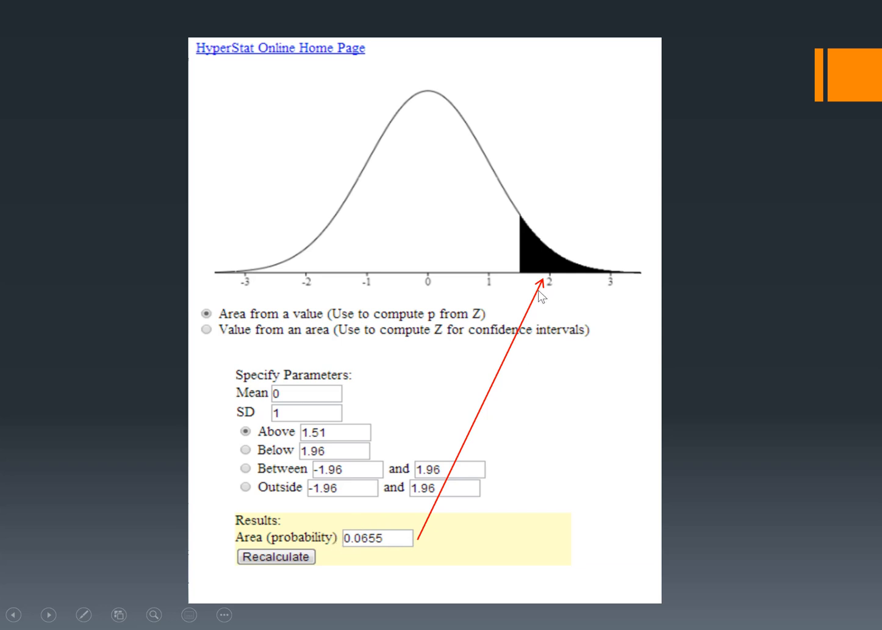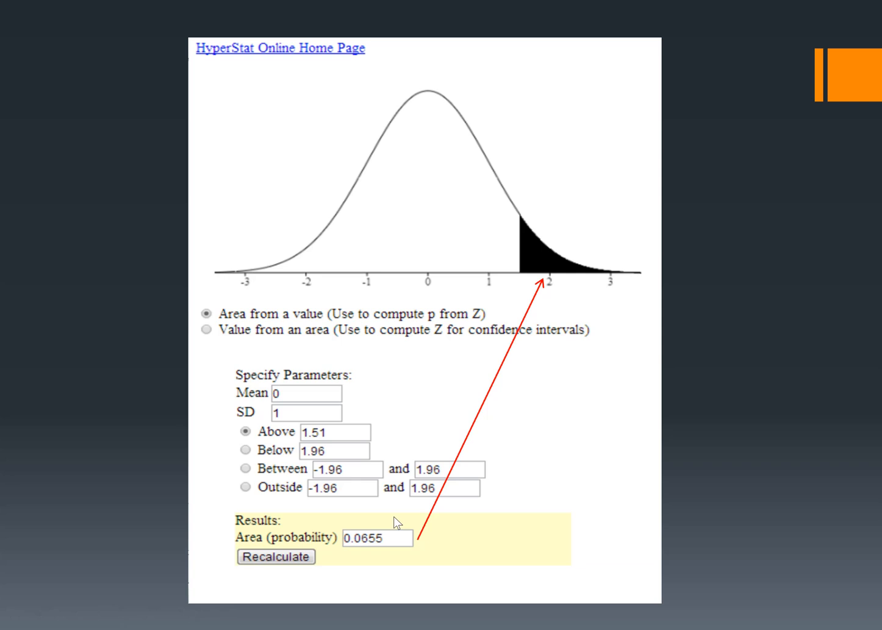Here's a hypothetical p-value of 0.0655, which would indicate that if the null hypothesis is true, we would expect these results about 7% of the time. So if our alpha was 0.05, then we would not be able to reject the null hypothesis because the p-value is greater than the alpha.